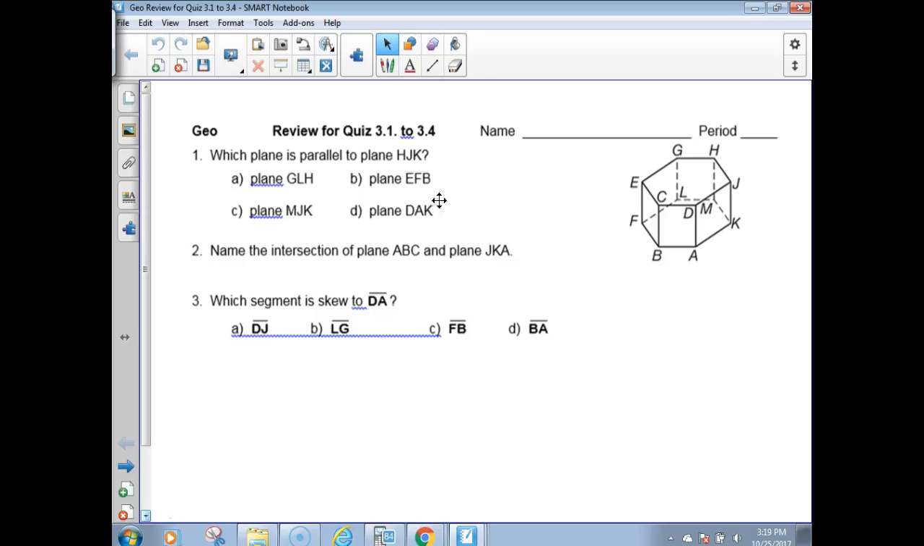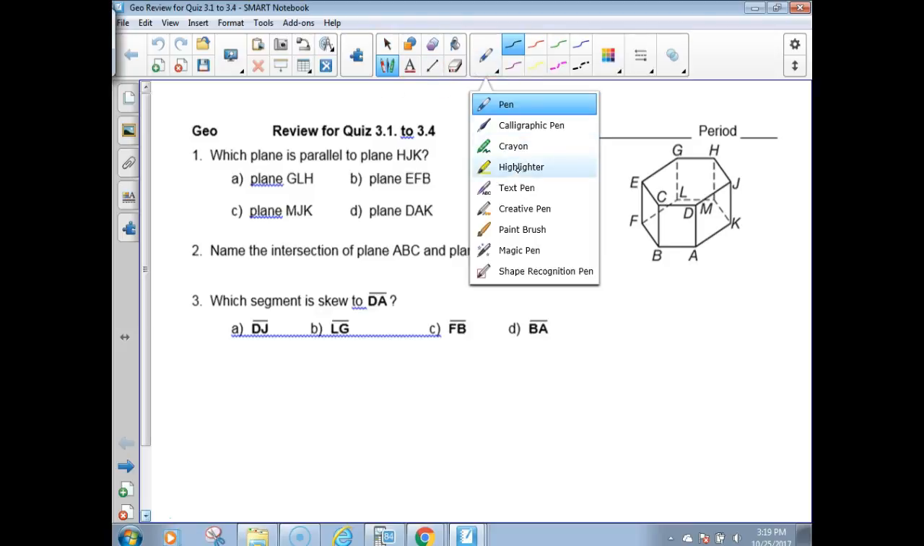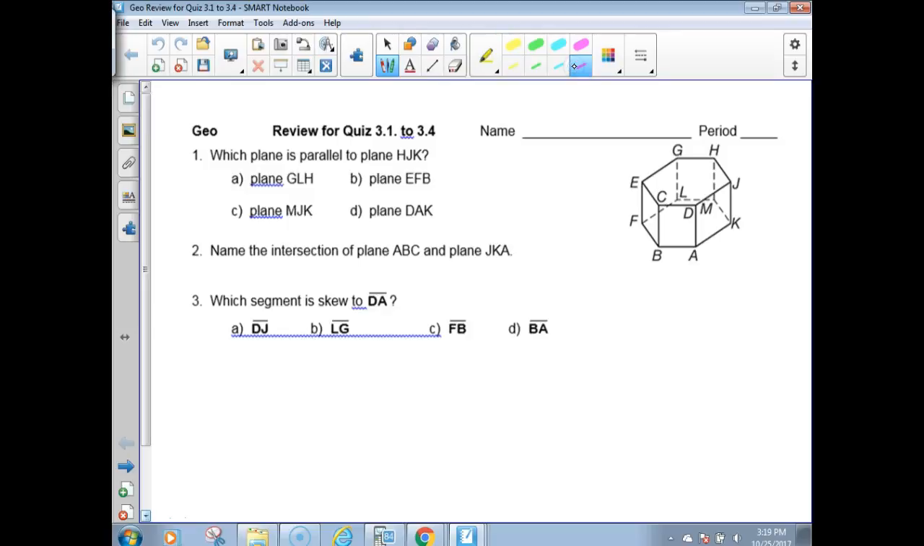All right, so now we're looking at the review for the quiz 3-1 to 3-4. We're going to do just the front side today, and then tomorrow we will do the back page before we take our quiz, and then ask any last-minute questions.